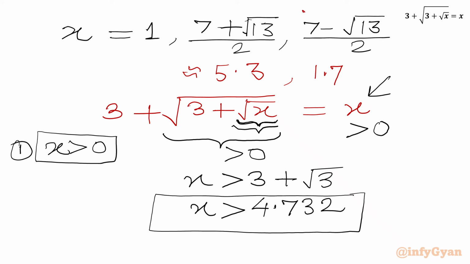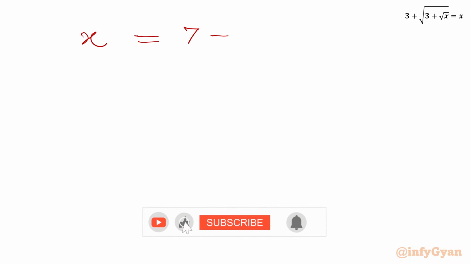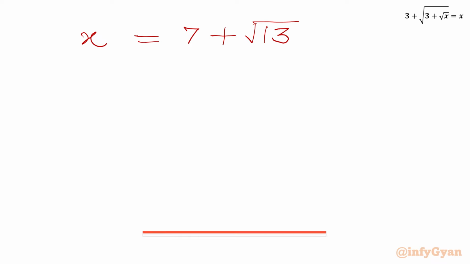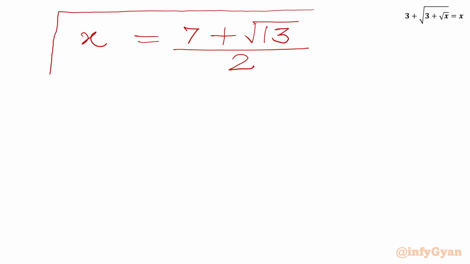You can see this will be rejected. This will be rejected. So the accepted value would be 7 plus square root 13 over 2. I will write my answer: x equal to 7 plus square root 13 divided by 2.